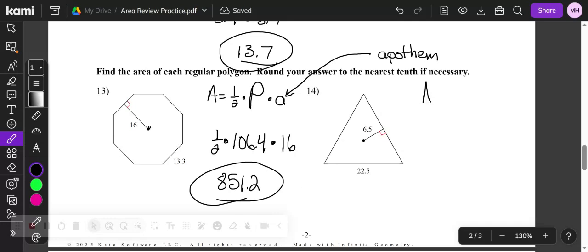Okay, last question. 1/2 times perimeter times apothem. So 1/2 times the perimeter, 22.5. There's 3 sides. Be 67.5. And the apothem is 6.5. So 1/2 times 67.5 times 6.5 equals 219.4.